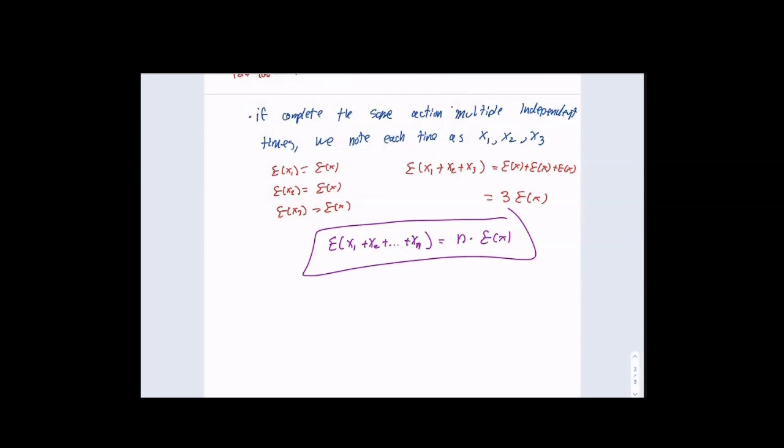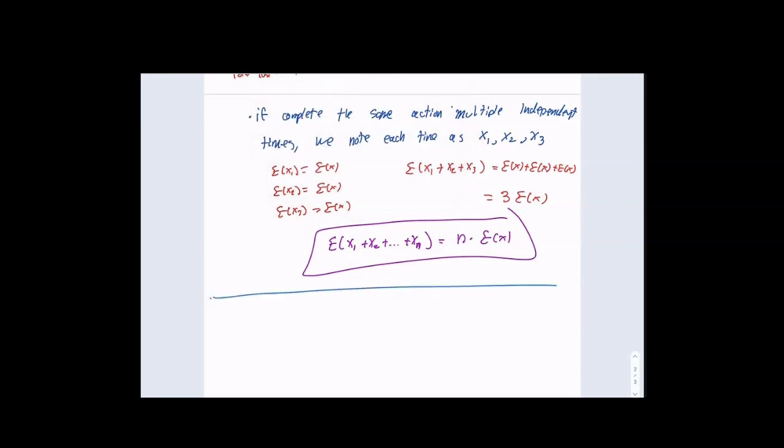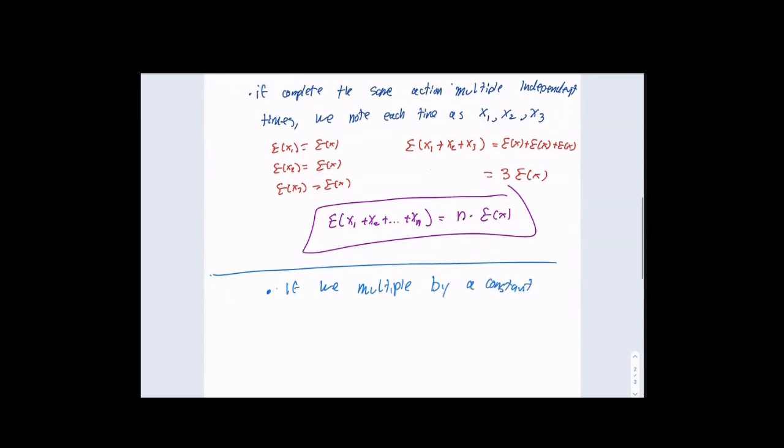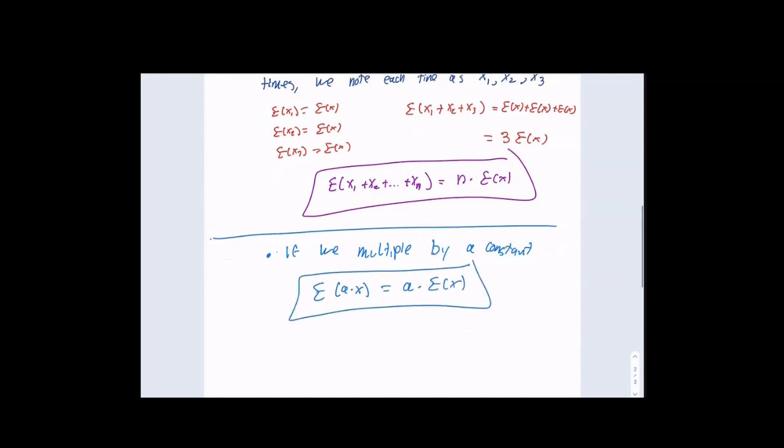And finally, the other rule is that if we multiply by a constant, we get the expected value of a times x, which is just the constant times the expected value of x.